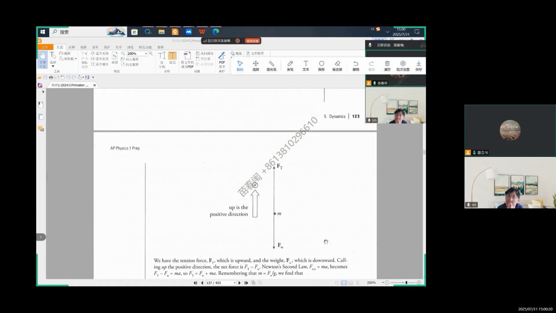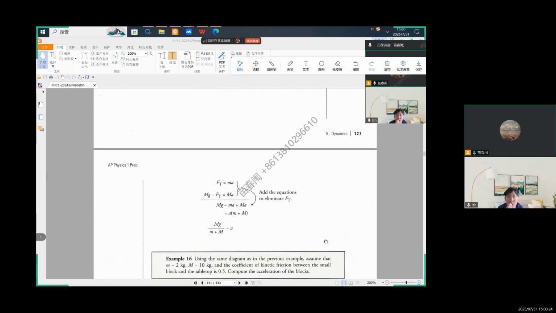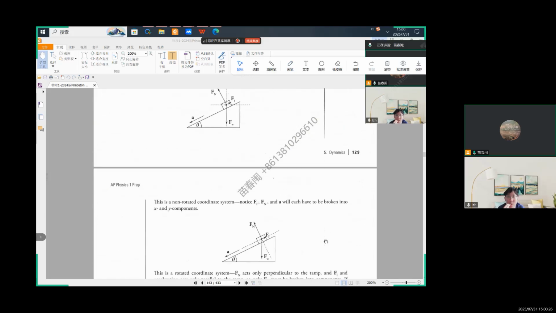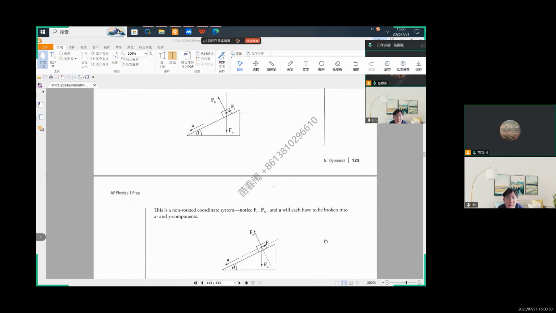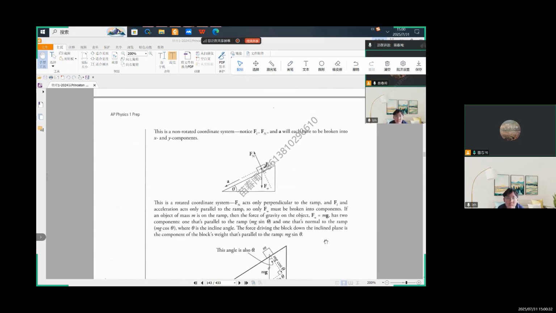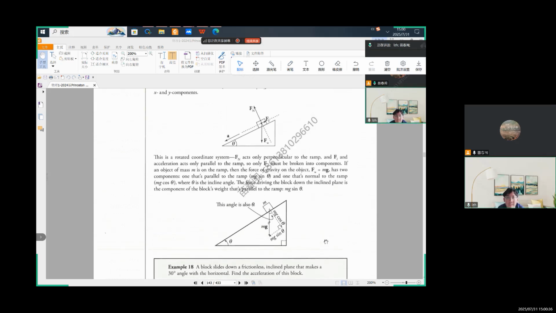So this is okay. How about this? And you already finished the poly. Let's skip this. Oh, here is inclined plane. Have you learned this? Not for physics. Okay, let's do 18 then.